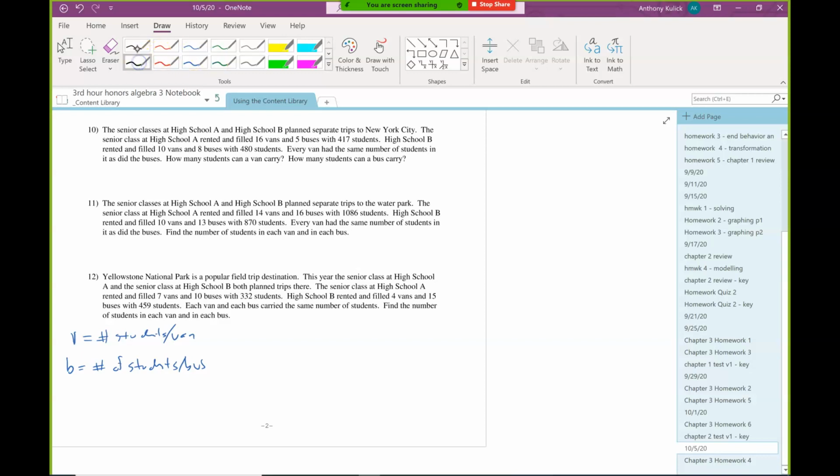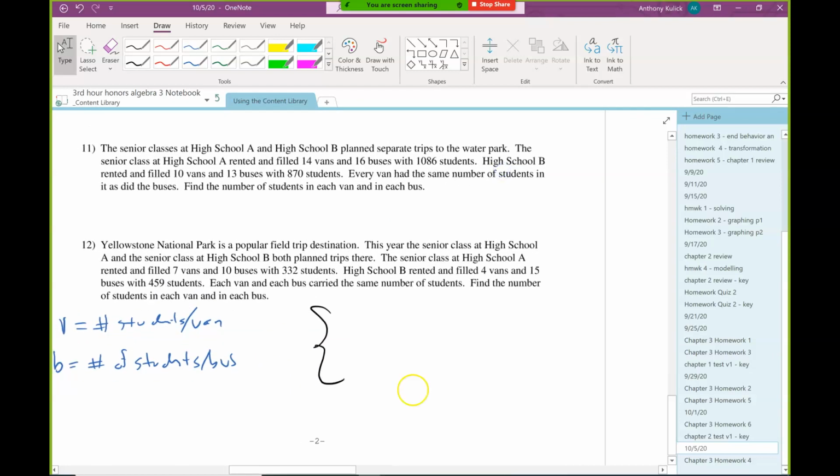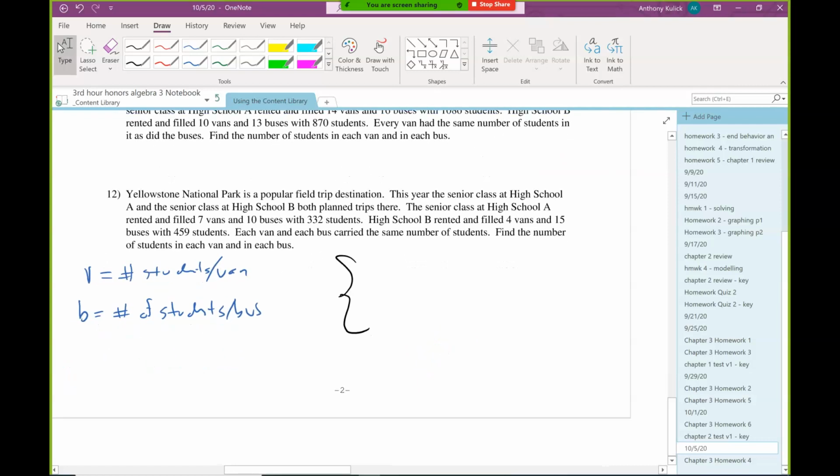So what's one equation I could write here? Need to make it bigger. It might be hard for you guys to read. Good. So 7V plus 10B is equal to 332. And then the other equation I'd write, good.